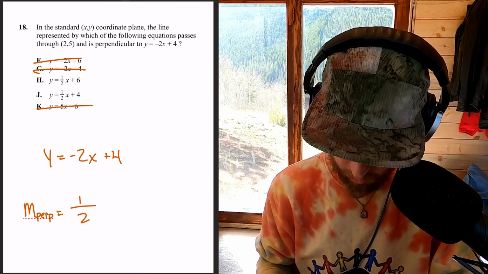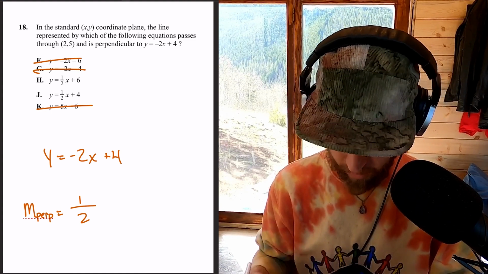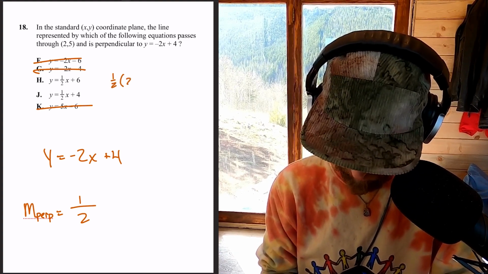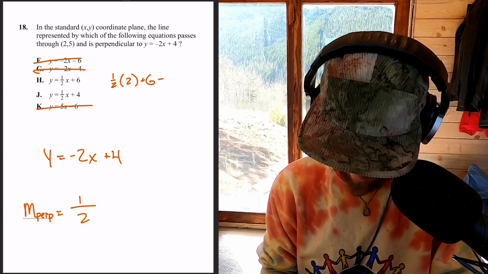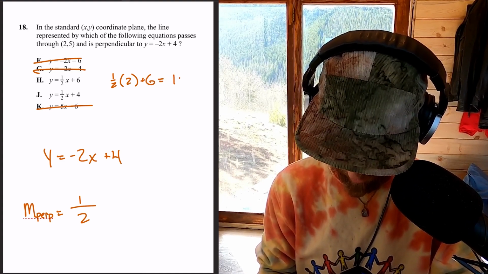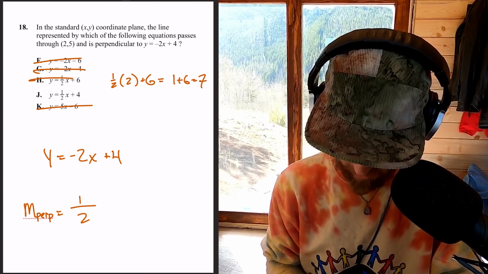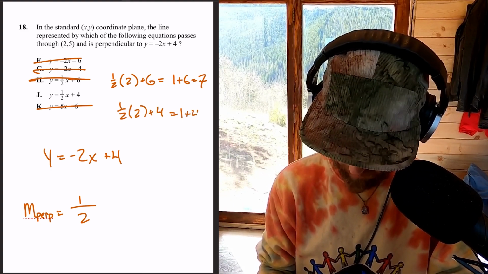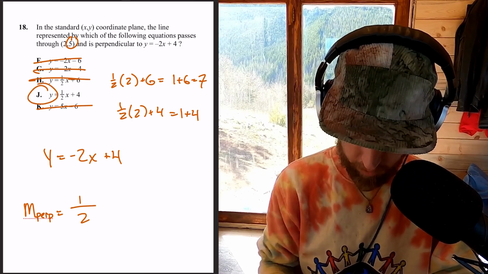So these are our only two answers that can possibly work here, H and J. Now we just need to know which one crosses through 2, 5. A couple ways to look at that, but I'm just gonna plug it in. So 1/2 of 2 plus 6 equals 1 plus 6, which is 7. So that is not correct. Let's try this one. 1/2 of 2 plus 4 is 1 plus 4, which is 5. So I feel good about J.